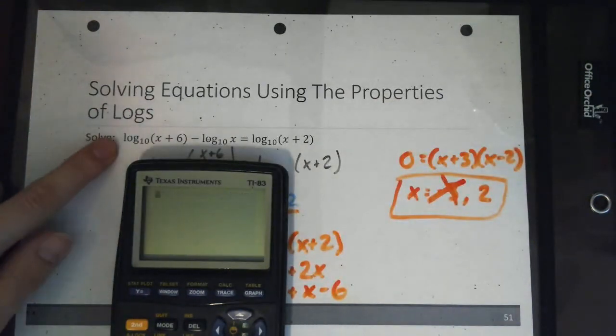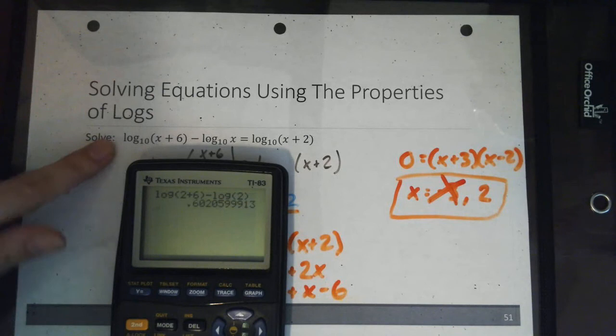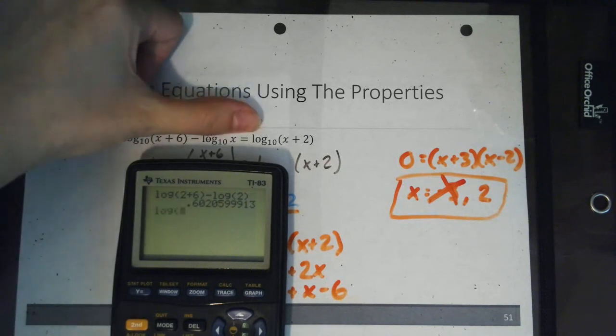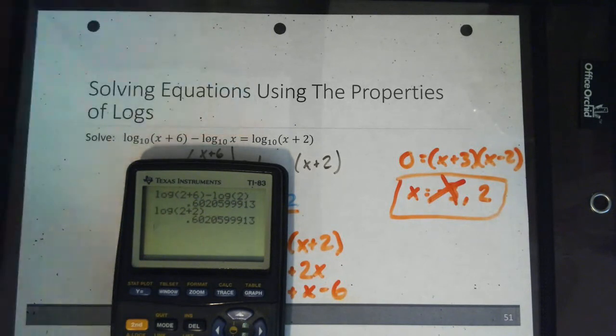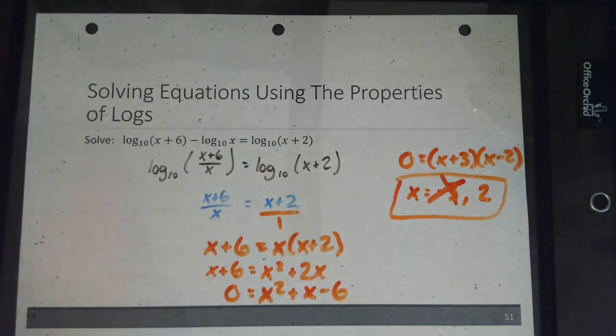Let's try it with 2. Log of (2 plus 6) minus log of 2. And I want that to be equal to the log of 2 plus 2. And they are equal. So I know x equals 2 is a good answer. So with our logarithmic equations, make sure to check your answer because not all of them are going to work every single time.